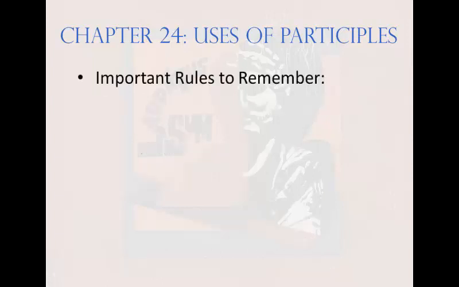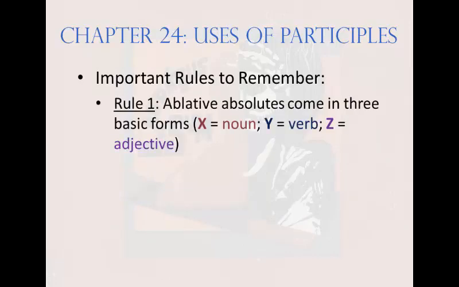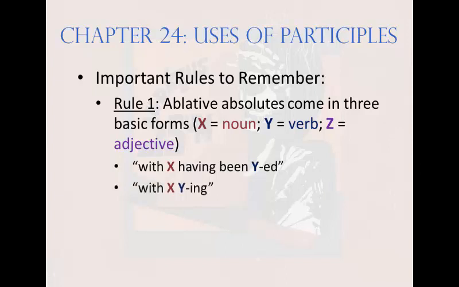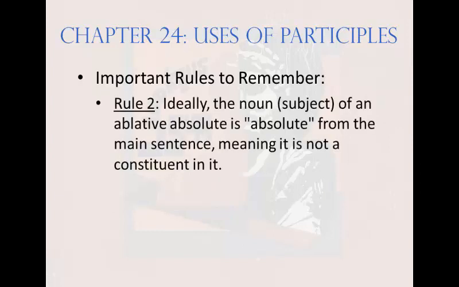There are 4 important rules to remember in this chapter. Rule 1. Ablative absolutes come in 3 basic forms. With x, where x is a noun, having been y'd, where y is a verb. With x ying. And with x as x2 or z, where x2 is a second noun and z is an adjective. Rule 2. Ideally, the noun or subject of an ablative absolute is absolute from the main sentence, meaning it's not a constituent in it.